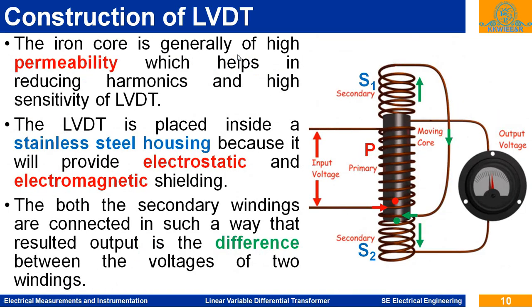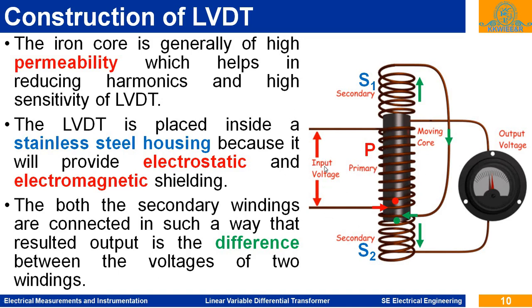The iron core is generally of high permeability, which helps in reducing harmonics and gives high sensitivity of the LVDT. The LVDT is placed inside a stainless steel housing because it provides electrostatic and electromagnetic shielding, as we see in the cross-sectional diagram. Both secondary windings are connected in such a way that the resultant output is the difference between the voltages of the two windings.